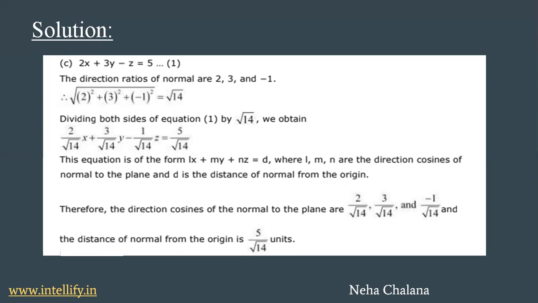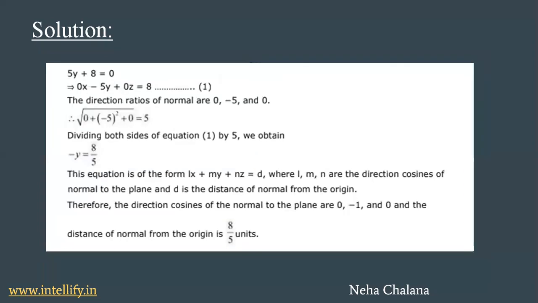Now this equation is of the form Lx plus My plus Nz equals to D, where L, M and N are direction cosines of the normal to the plane and D is the distance of the normal from the origin. Therefore, the direction cosines of the normal to the plane are 2 by root 14, 3 by root 14 and minus 1 by root 14. And the distance of the normal from the origin is 5 by root 14 units. This is the answer for the C part.